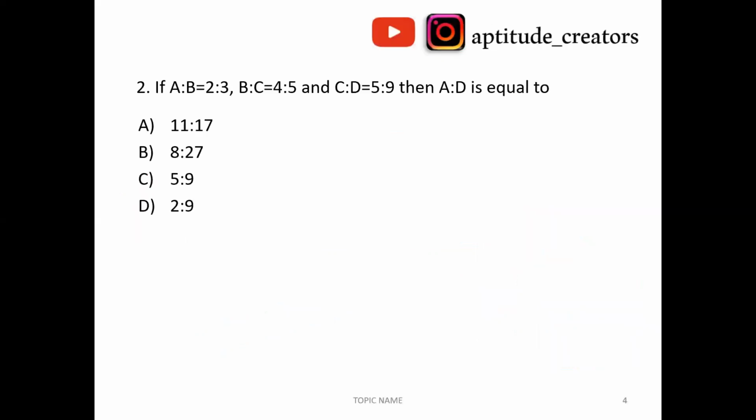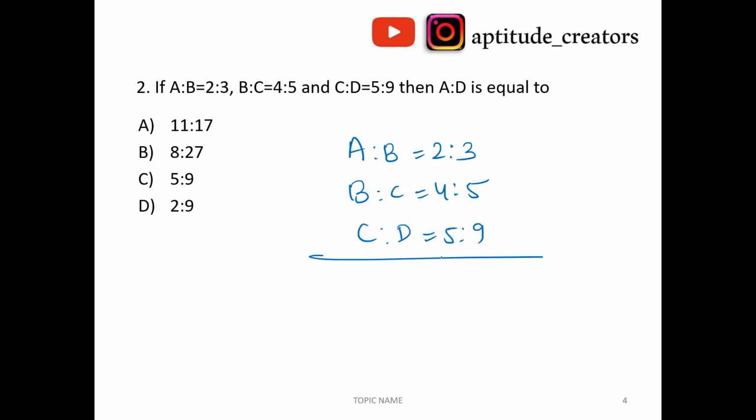Moving forward to the next question. A is to B is given as 2 is to 3. B is to C is given as 4 is to 5. C is to D is given as 5 is to 9. Now, what is the value of A is to D? To get the value of A, I have to multiply this column. To get the value of D, I have to multiply this column.